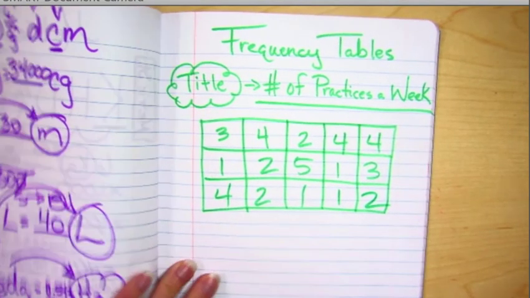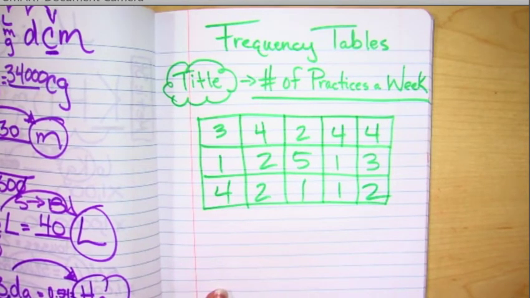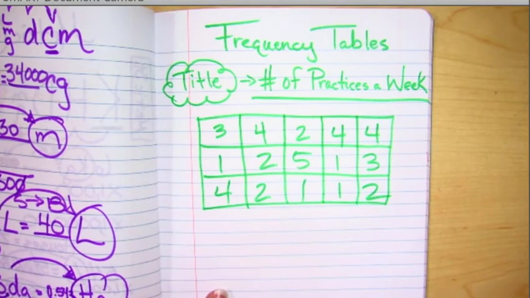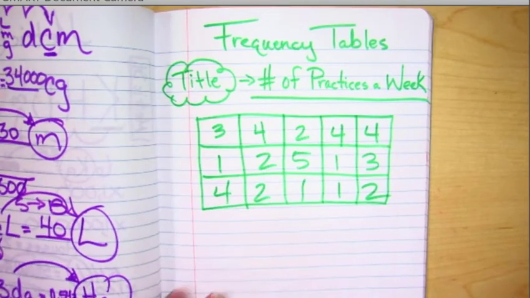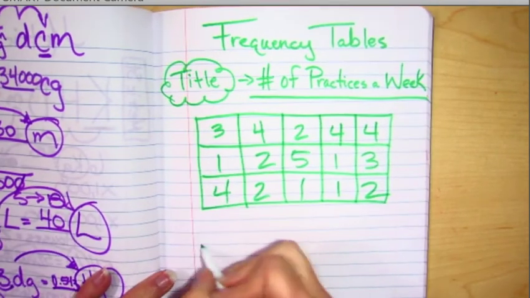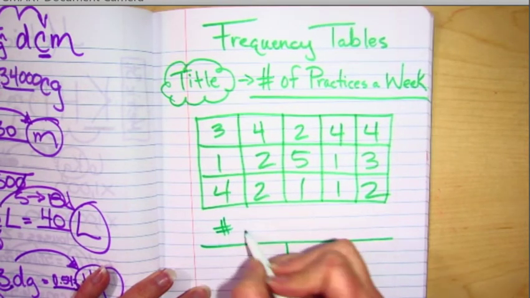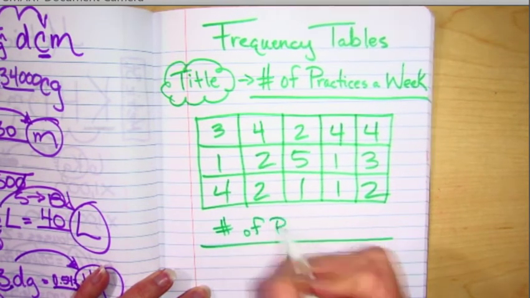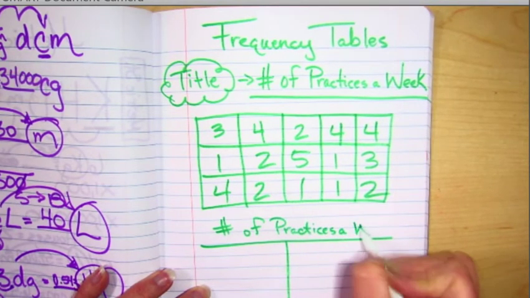Do you see what I just did? I have a data table. Is it organized? No, it's just a bunch of numbers mixed together. Could I make a frequency table and categorize it by the number of practices per week? Yeah. Would that be really hard? Nah. Make a big T-chart. We're going to put a title because otherwise it's just a bunch of numbers that mean nothing. Number of practices a week.